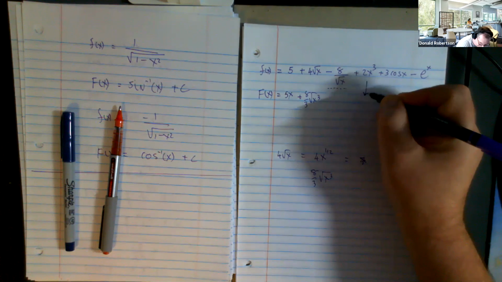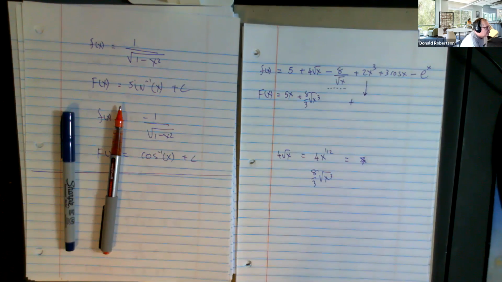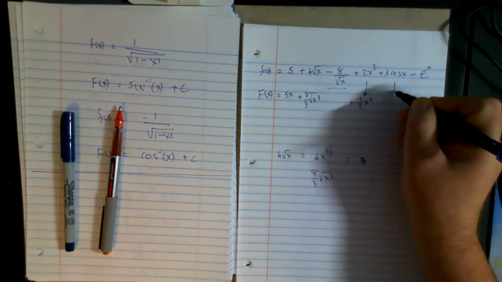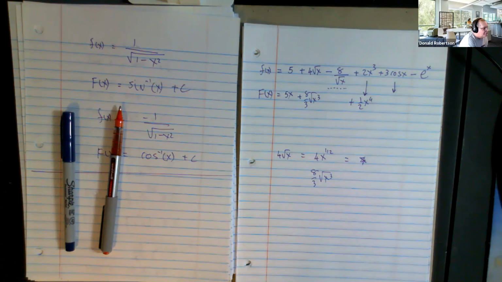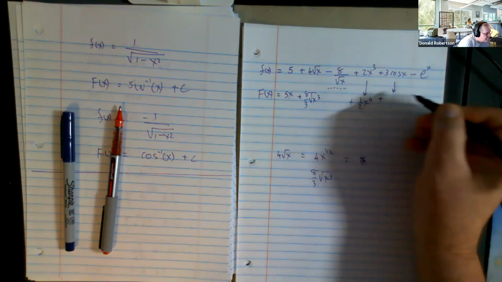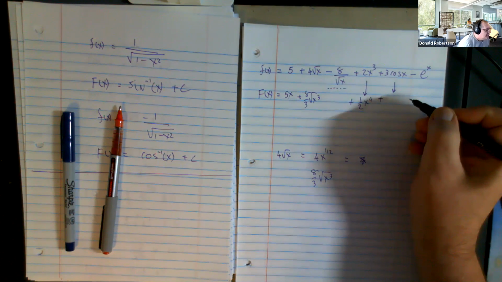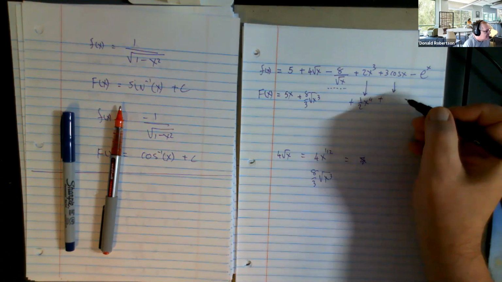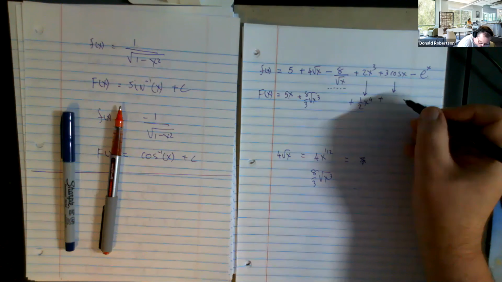Right, here's a nice easy one for the next volunteer. 2x cubed. What'd you get? 1/2 x to the 4th. I agree. The next one is a nice easy one, I hope. 3 cosine x, antiderivative. Oh, I even told you it was plus. 3 sine x. Correct.